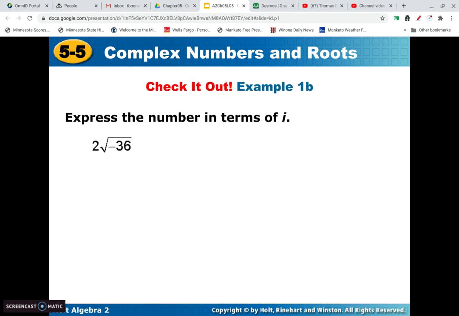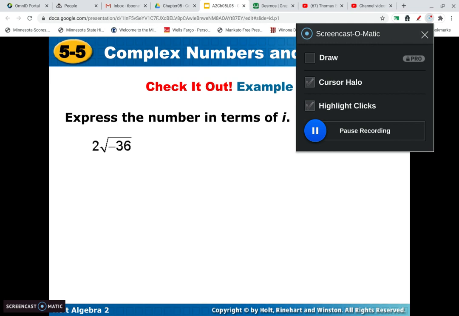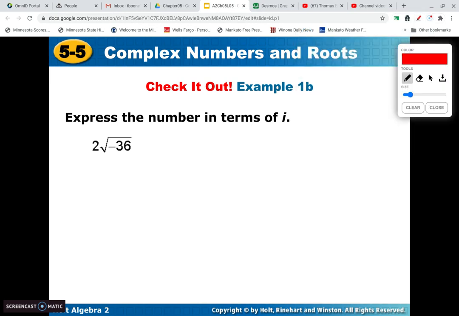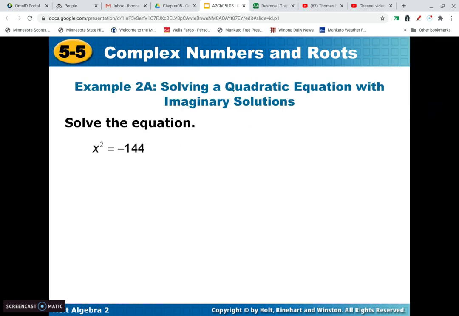Let's skip over that one. Let's try this one here. Oopsie, let's go back. I hit the wrong button. Now we know that the square root of negative 36 could be plus or minus 6. So if it's the square root of negative 36, that's just going to be 6i. So if we take 2 times 6i, that's going to be 12i. Crazy how that works. Let me put the dot on there so we know that's an i right there. Okay, there it is. All right, let's close that up.